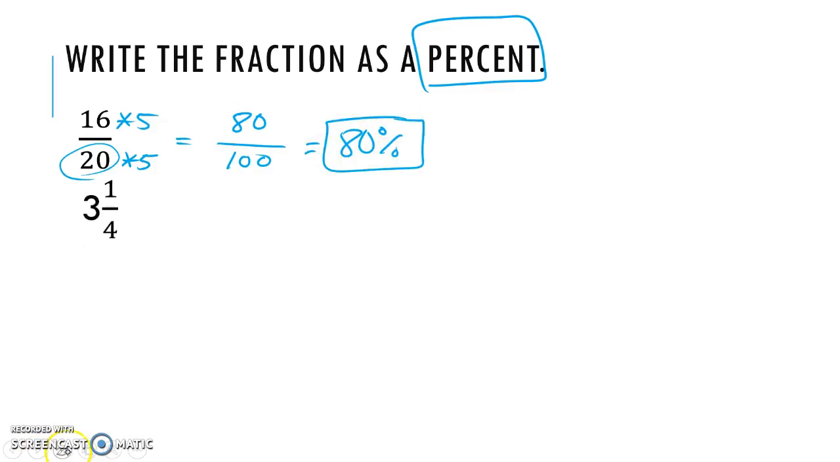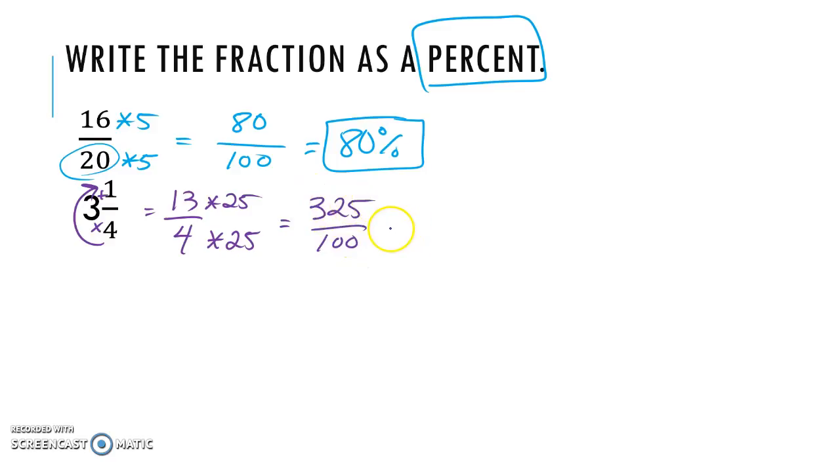Our second one here is a mixed number, 3 1/4. So what we're going to do first is actually change this into an improper fraction. 4 times 3 is 12, plus 1 is 13 over 4. And then we look to see if we can change that denominator to 100, which we can by multiplying by 25. And we get 100 as our denominator and 325 as our numerator. So our answer is 325%.